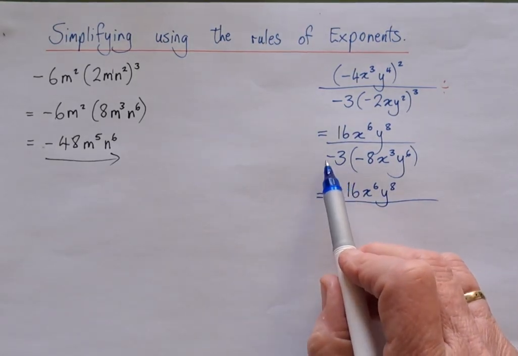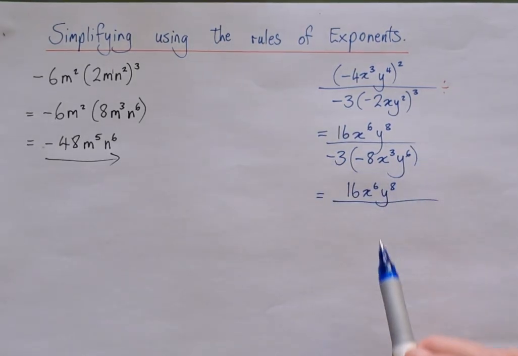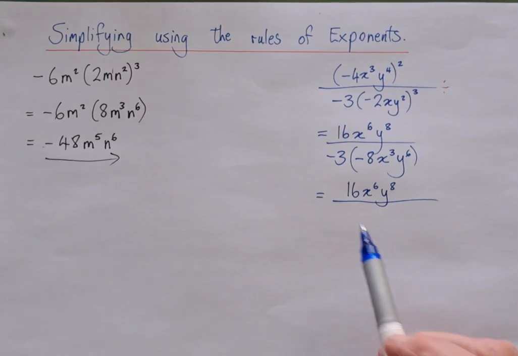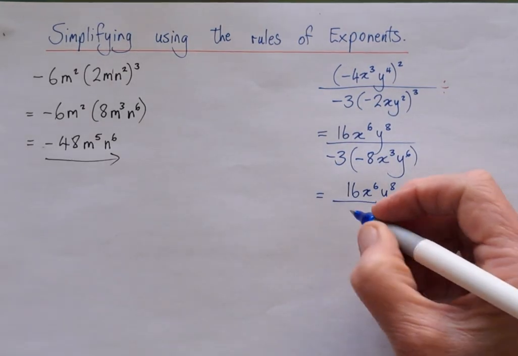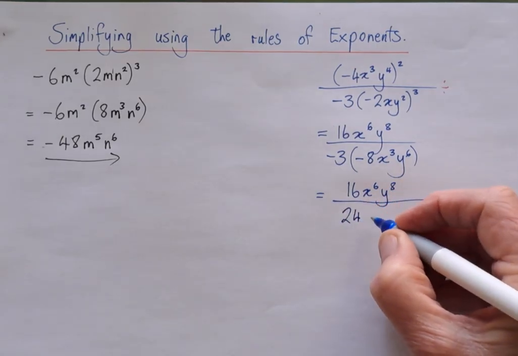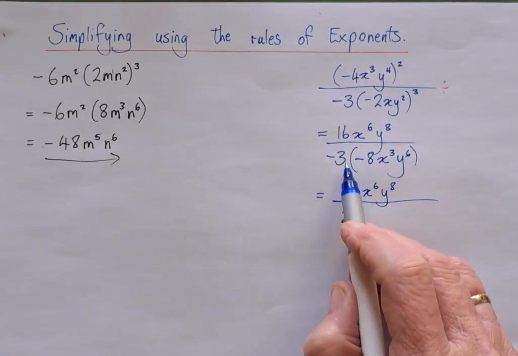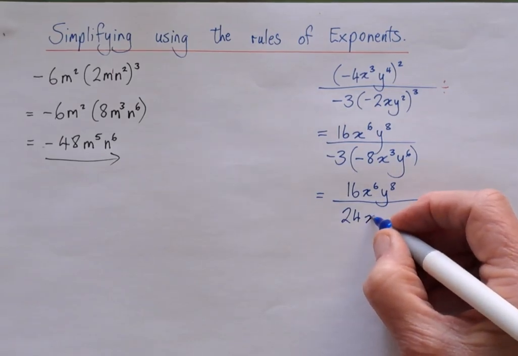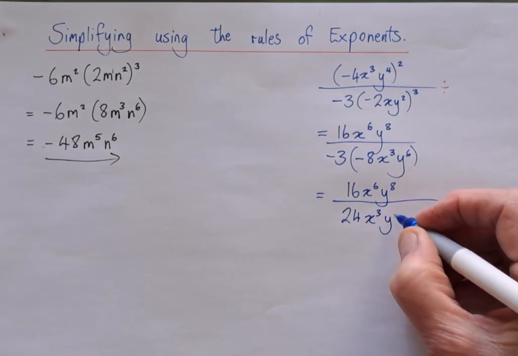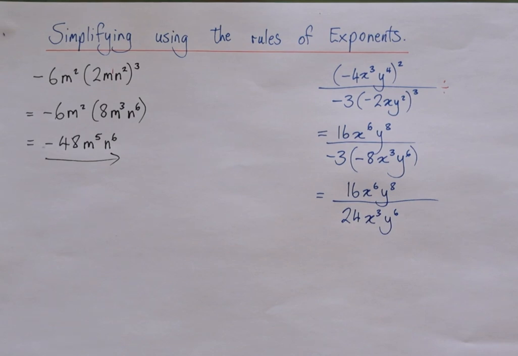This is an integer multiplied by a bracket. So again, let's start with the signs. Negative times negative is positive. 3 times 8 is 24. There's no variables here, so those variables aren't going to be affected. So it's going to be x cubed y to the power of 6.